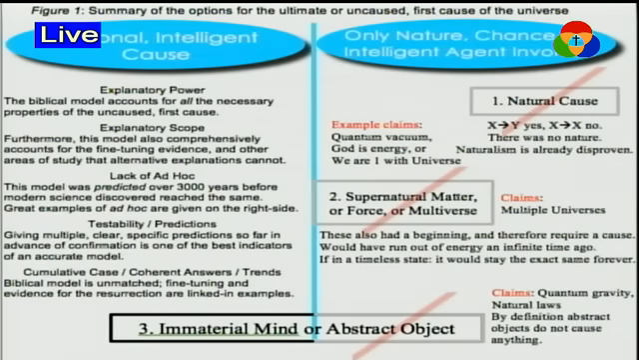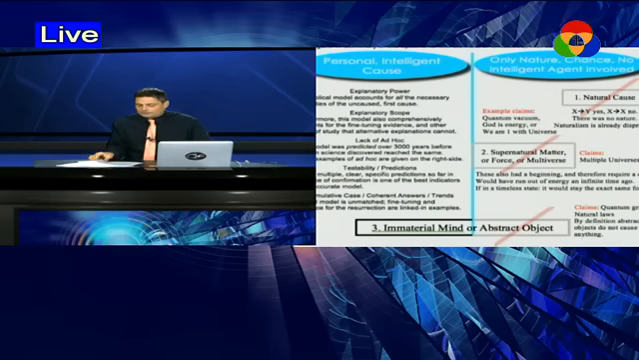The final two are, and you can see them on the bottom, either an immaterial mind, a mind that is not made of material things, or an abstract object. Now, abstract objects have come into play because, for example, Stephen Hawking said it could be natural laws, such as a quantum gravity law that actually created our universe. There's a problem with that, though. Laws describe how things behave. They don't actually create things.